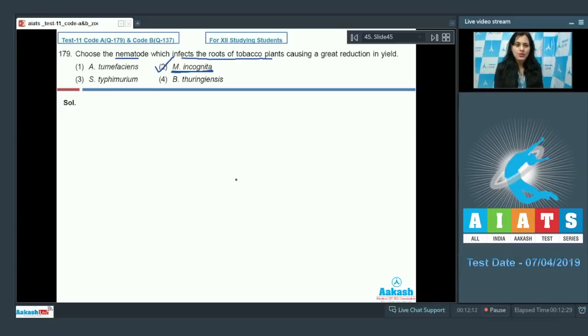Let's discuss rest of the options. Very first option, Agrobacterium tumefaciens cannot be a correct answer. Salmonella typhimurium cannot be a correct answer. And Bacillus thuringiensis cannot be a correct answer because these are bacteria. So the correct answer to this question is option number 2. Let's discuss our next question.